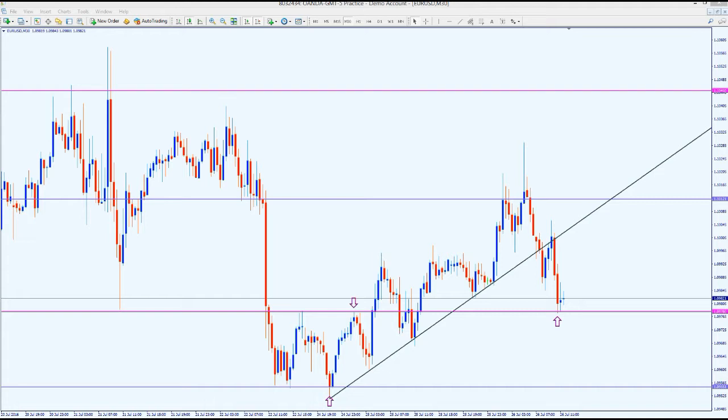Hello traders, this is Okane here, and I just took a trade, but I wanted to talk about recent price here on Euro USD, just show you a little bit.